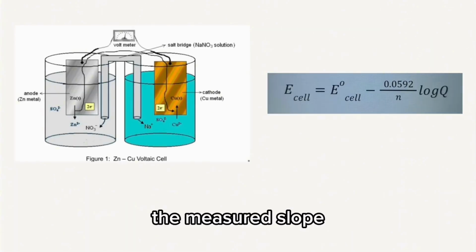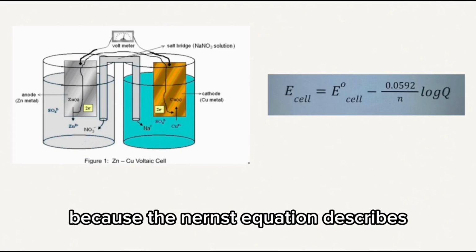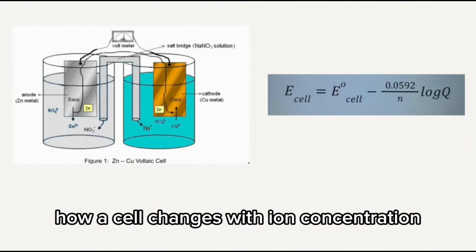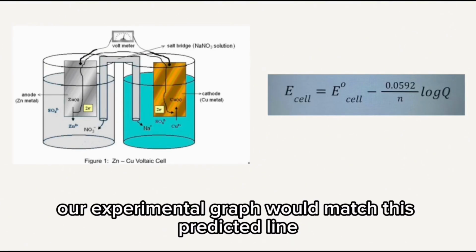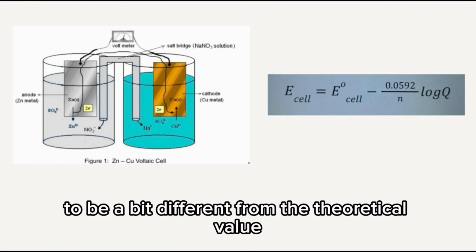The measured slope should approach the theoretical slope predicted by the Nernst equation, because the Nernst equation describes how E cell changes with ion concentration under ideal conditions. In a perfect setup, our experimental graph would match this predicted line exactly. However, some deviation causes the experimental slope to be a bit different from the theoretical value.